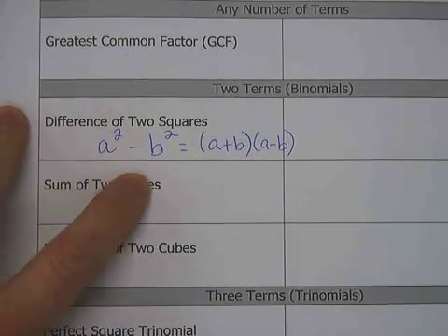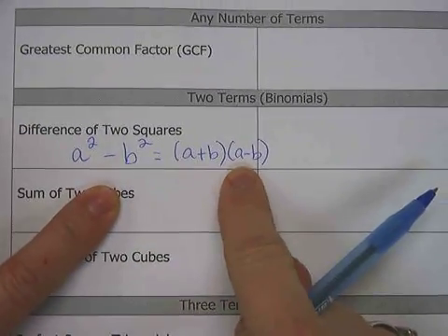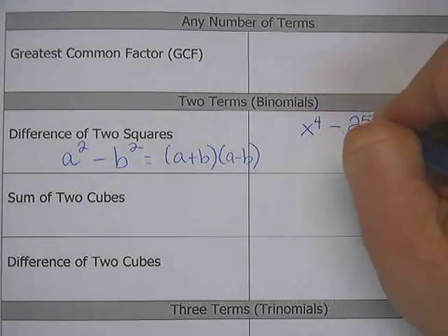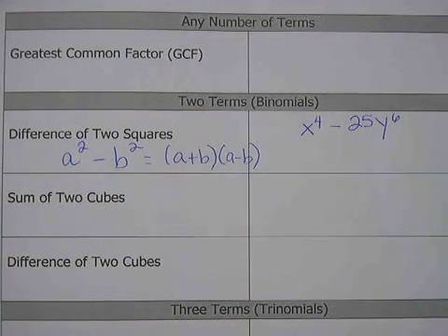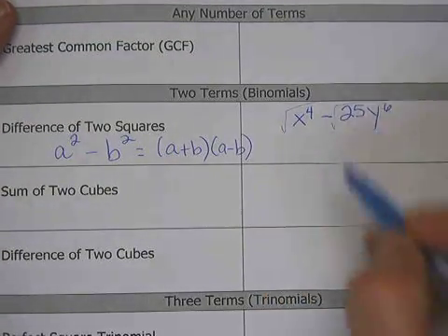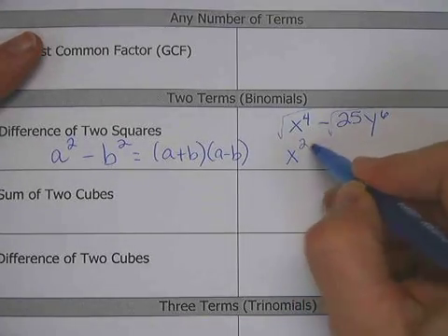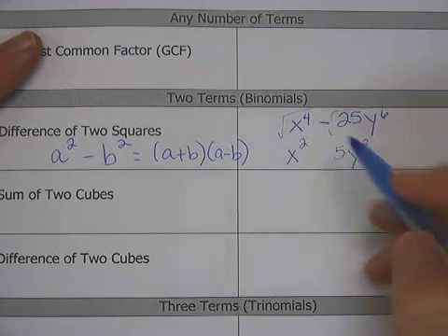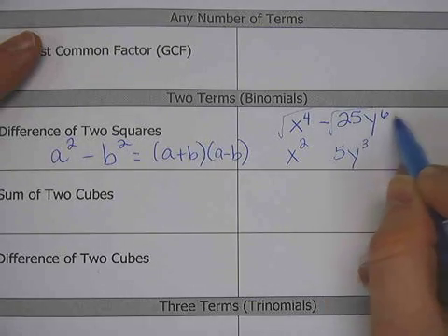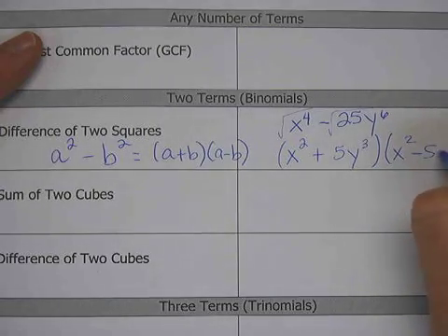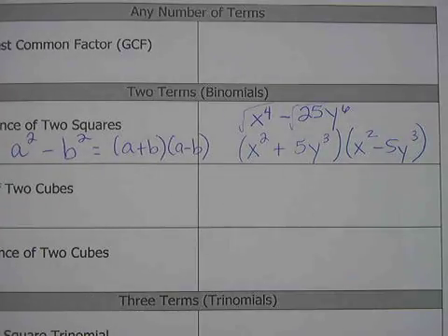So if you can recognize something as a difference of two squares, you can save yourself some time by jumping right to that factored form. So please write this one down. X to the fourth minus 25y to the sixth. So as you can see, if we look at the square roots of each of these terms, it is a perfect square, or a difference of two squares, because the square root of x to the fourth is x squared. The square root of 25y to the sixth is 5y to the third. So this is going to factor into these two terms. Okay?